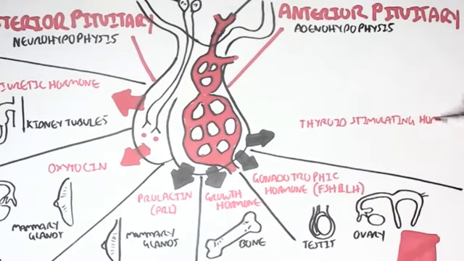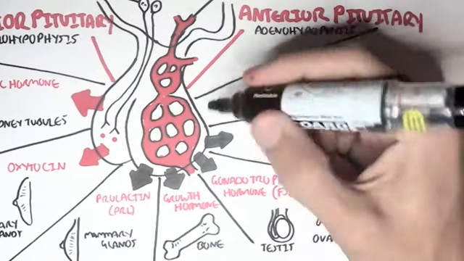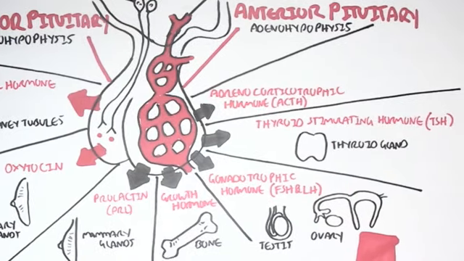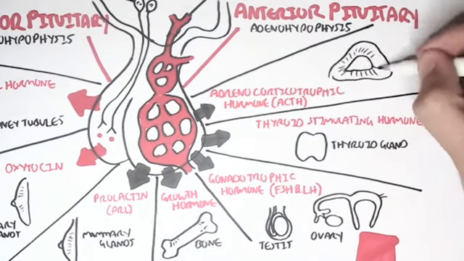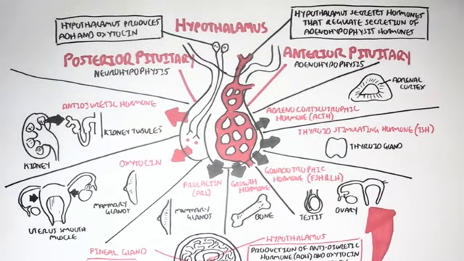The anterior pituitary can also secrete thyroid-stimulating hormone, which will stimulate the thyroid gland to secrete its own hormones. And finally, the anterior pituitary can also secrete adrenocorticotropic hormone, which will target the adrenal glands and stimulate the release of cortisol, for example.